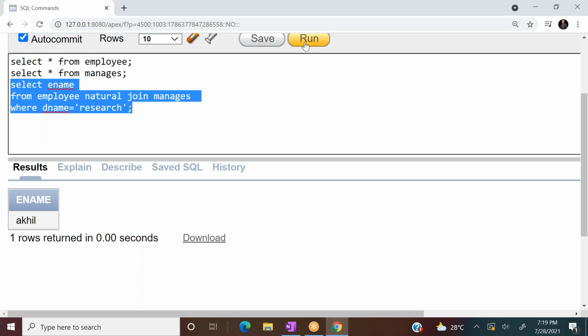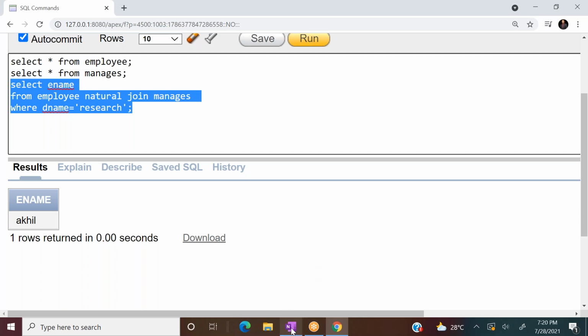Okay. Very good, Venkat Avinash, given the answer. Select E name from employee, comma managers, where employee number equal to managers E number and D name equal research. Very good, Avinash. Excellent. But instead of writing that join condition, we can use a natural join also. But your query is also perfectly right. I am not saying it is wrong, but natural join, I feel it is more easy way of expressing the query.